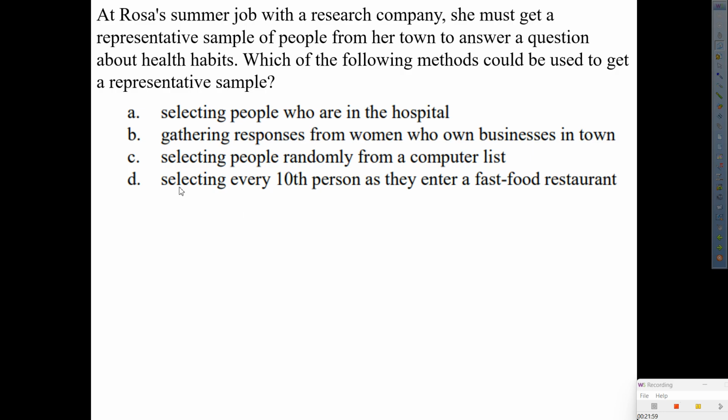Look at D, selecting every 10th person as they enter a fast food restaurant. Would you select the last one? Fast food restaurant, you're going to be getting their answers for a health survey. Is fast food healthy? So then why are you going to go to a fast food restaurant to ask for a sample? Correct answer is C.